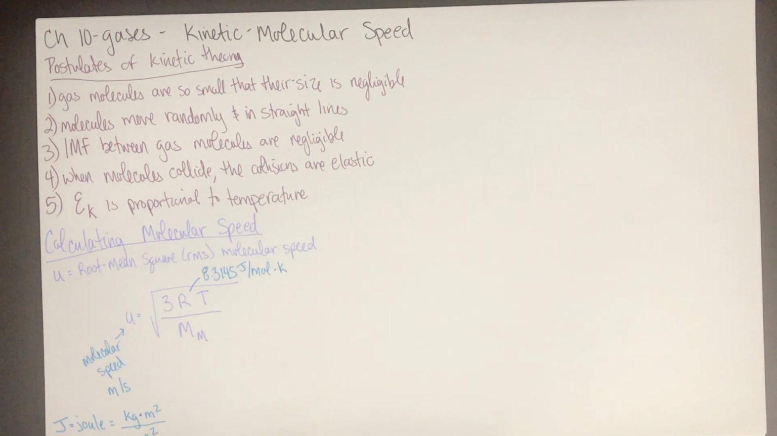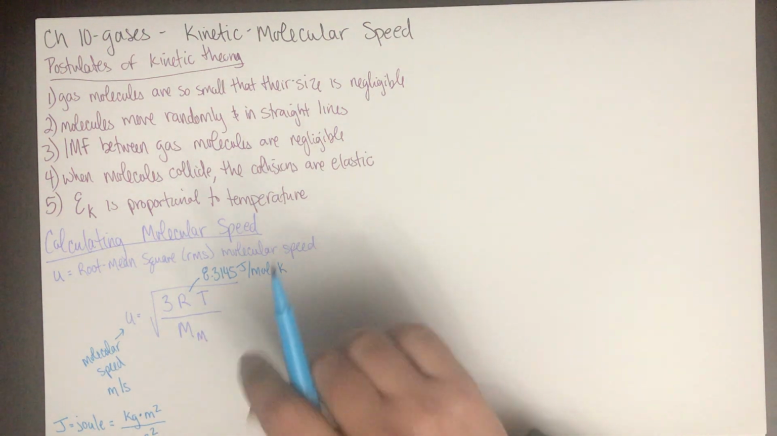So you'll be given this constant. You're not going to need to memorize it, but what you are going to need to know is when do you use the R 0.0821 liter atmospheres per mole Kelvin, and when do you use the R 8.3145 joules per mole Kelvin. And the difference is the units.